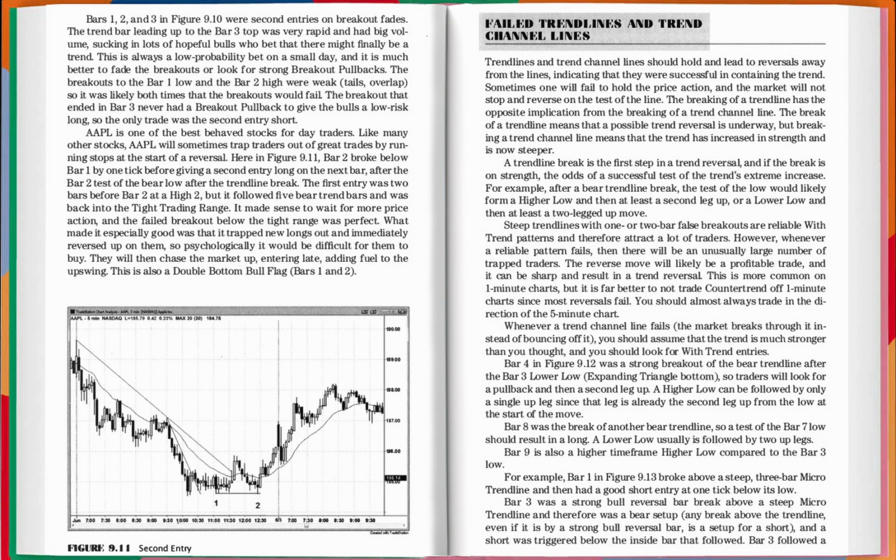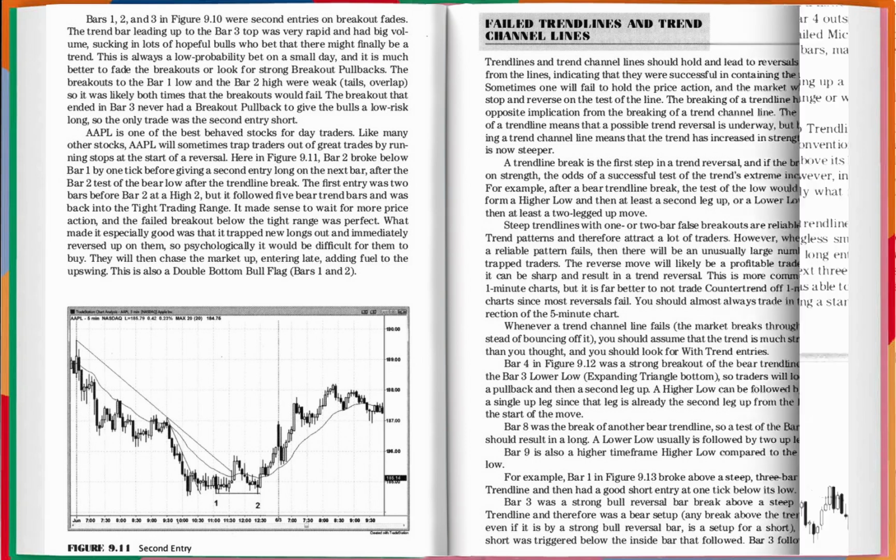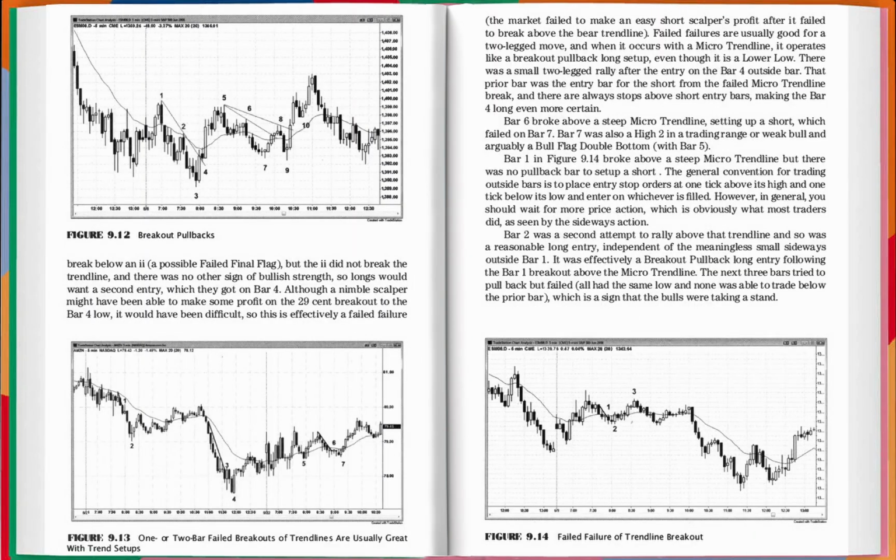Any break above the trend line, even if it is by a strong bull reversal bar, is a setup for a short. And a short was triggered below the inside bar that followed. Bar 3 followed a break below in Roman 2, a possible failed final flag. But the Roman 2 did not break the trend line, and there was no other sign of bullish strength, so longs would want a second entry, which they got on bar 4.